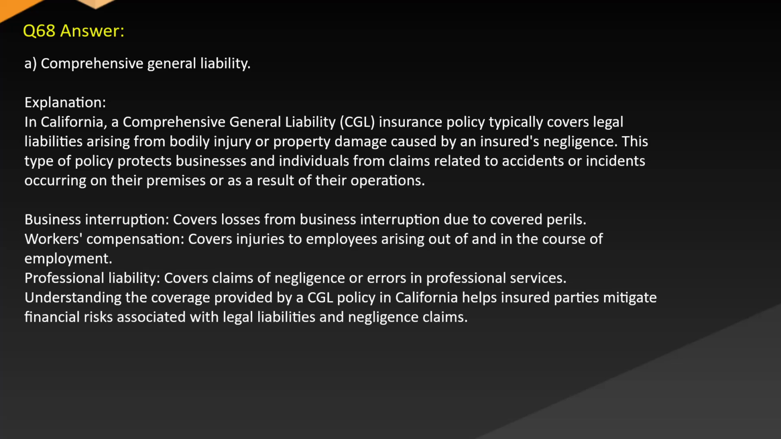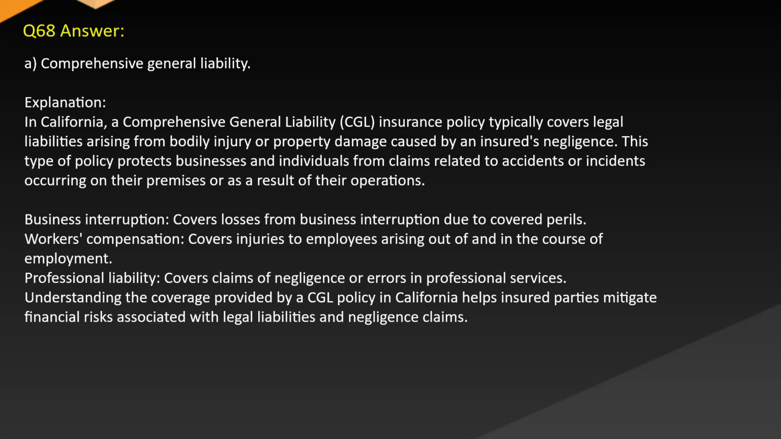Answer: A. Comprehensive general liability. Explanation: In California, a comprehensive general liability (CGL) insurance policy typically covers legal liabilities arising from bodily injury or property damage caused by an insured's negligence. This type of policy protects businesses and individuals from claims related to accidents or incidents occurring on their premises or as a result of their operations.